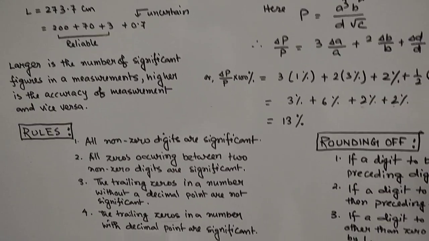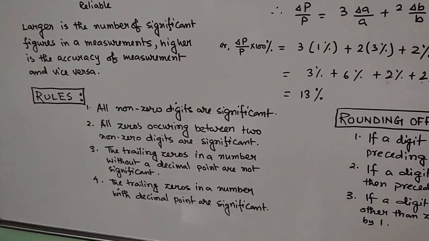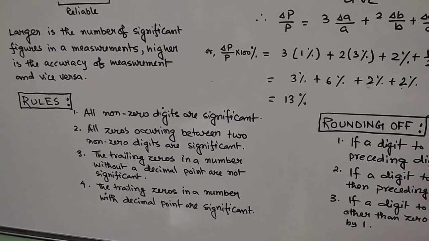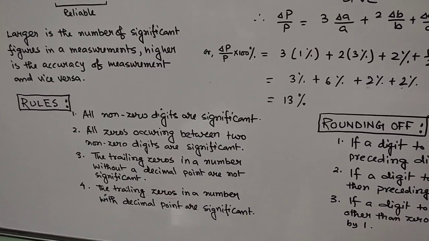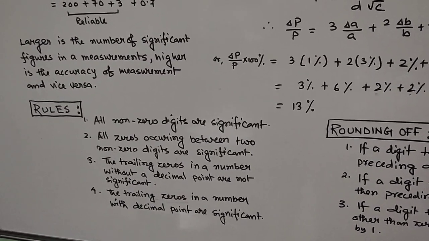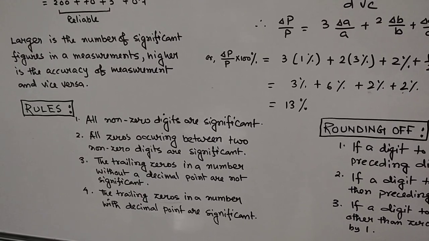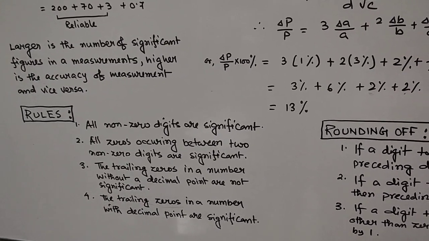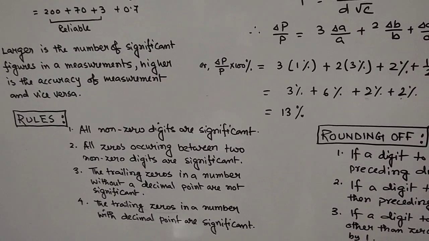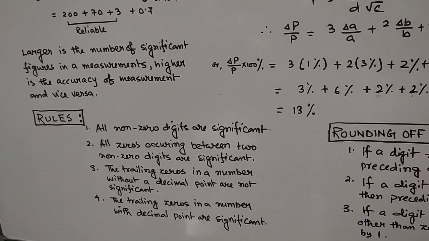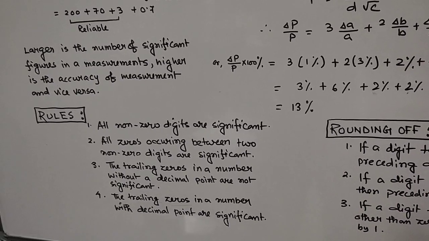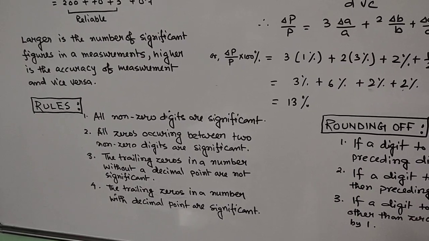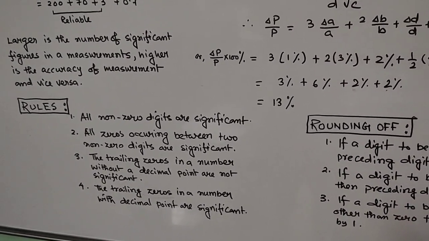Now a few rules are there. I think already you have done it in chemistry class, or you can go through the textbook. It's very simple. A few rules we have written. All non-zero digits are significant, number 1. Number 2, all zeros occurring between two non-zero digits are significant. The trailing zeros in a number without a decimal point are not significant. Like this, 4200, if you write, then the significant figures you have are 2, not 4, because those zeros you are not supposed to consider as significant. The trailing zeros in a number with a decimal point are significant. This part is very simple.